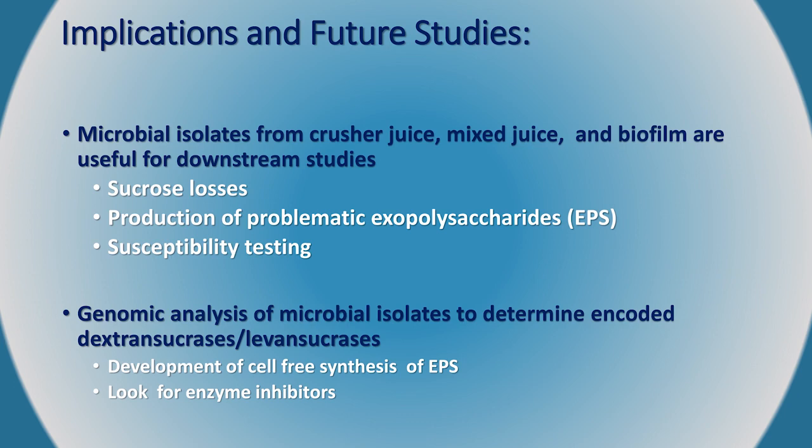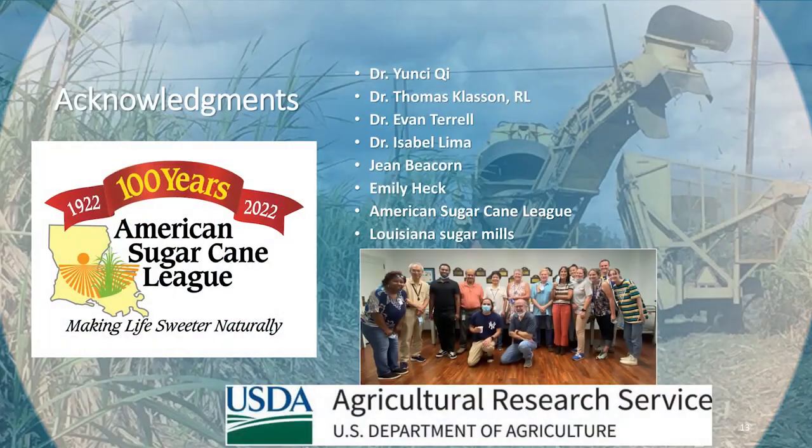Other projects include genomic analysis of a bunch of these microbial isolates so that we can determine the different dextransucrases and levansucrases, the enzymes that produce the EPS, and see which of these genes are encoded in the genomes. And then from there, we can work on development of cell-free synthesis systems to make EPS. We can look for enzyme inhibitors. There's lots of options for trying to solve some of these problems.